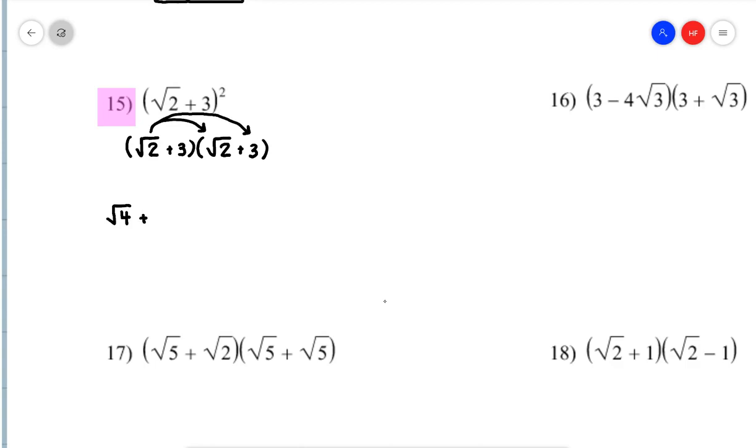And then we've got a positive 3 times root 2, then positive 3 times root 2, and 3 times 3. Square root of 4 is 2. 2 plus 3 root 2 plus 3 root 2 plus 9. And we get 11 plus 6 root 2.